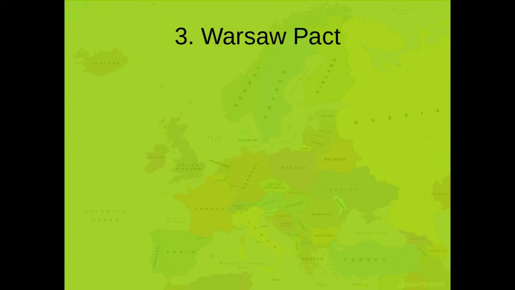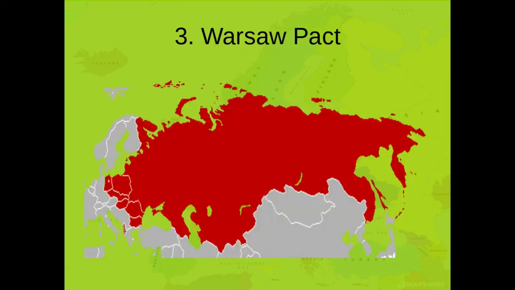And of course, a lot of what happened during the Cold War was kind of a chess game between the two sides. So, of course, the Soviets had to start their own organization. So they started what was known as the Warsaw Pact.